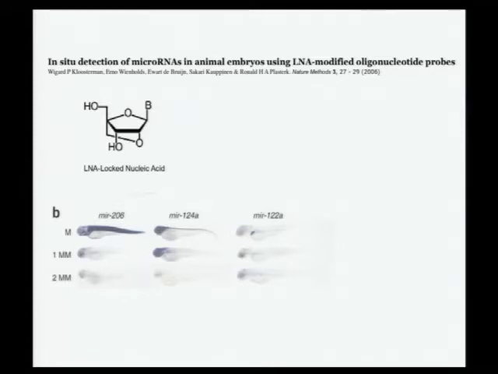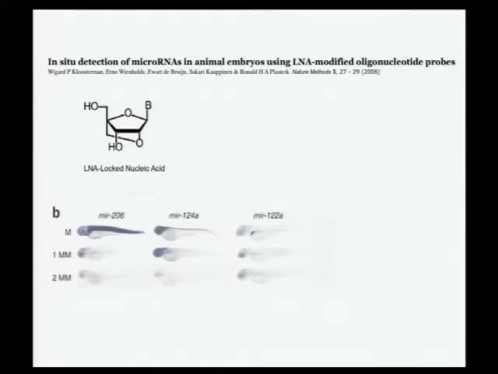And I want to show you this piece of data because I was so excited when I heard Ron Plasterk in 2005 at Cold Spring Harbor, at the meeting, giving a talk about locked nucleic acids. Locked nucleic acids are nucleic acids where the 2' and the 4' positions are linked by an oxymethylene group. Now these oligonucleotides result in a very stable interaction with their target microRNA.